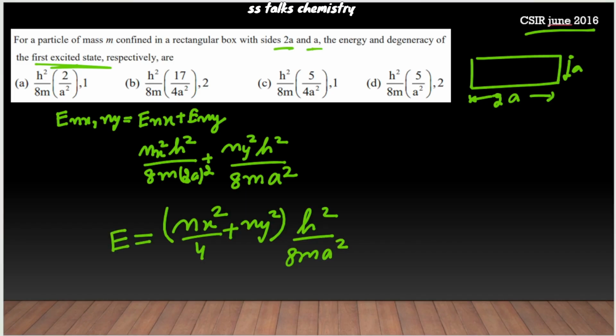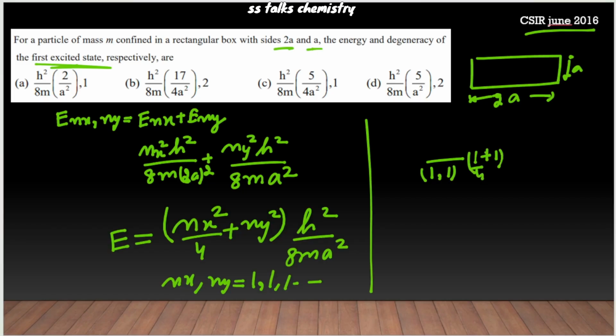Now assume the values of nx and ny. Here it is a rectangular box. The minimum value of nx, ny is going to be 1, 1, and like this we will have it. So firstly, the lowest energy is going to be 1, 1. So the energy in this becomes 1 by 4 plus 1, into h square upon 8ma square, which is 5 upon 4 into h square upon 8ma square. So this is the ground state.